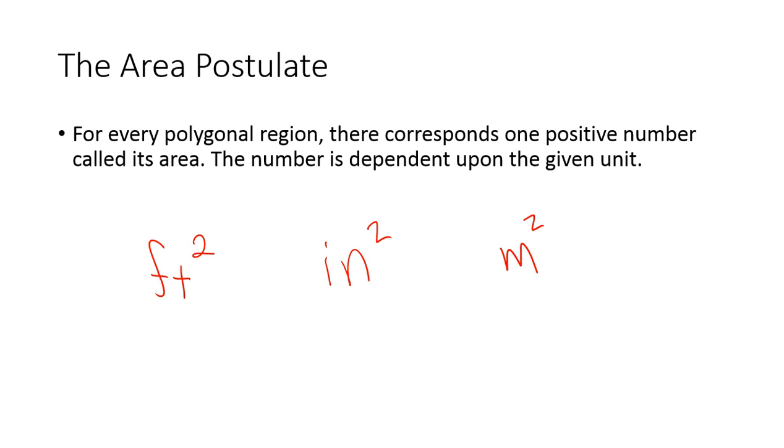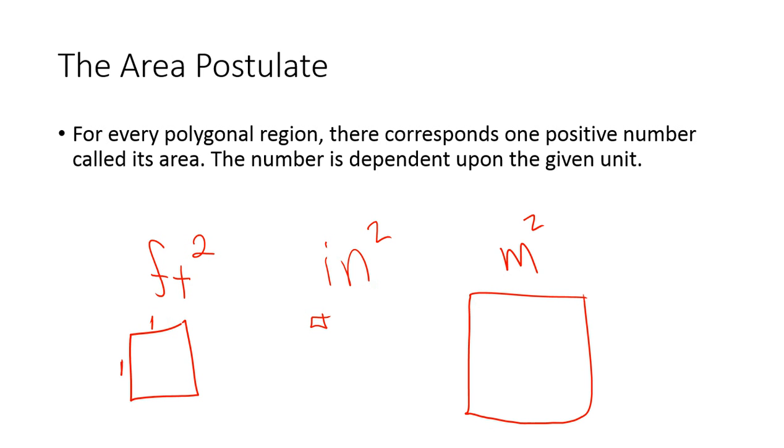Okay, so they're going to be said as something squared because each of these units of measurement is 1 foot by 1 foot. This is 1 inch by 1 inch. This is 1 meter by 1 meter. And that's what we're talking about. We're talking about how many of these squares fit within a polygon.